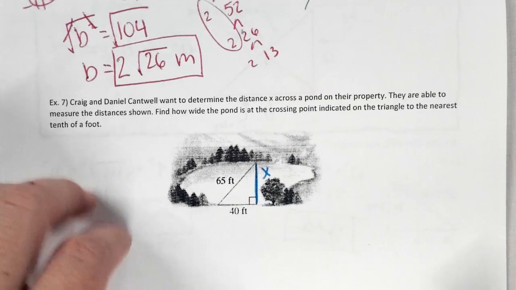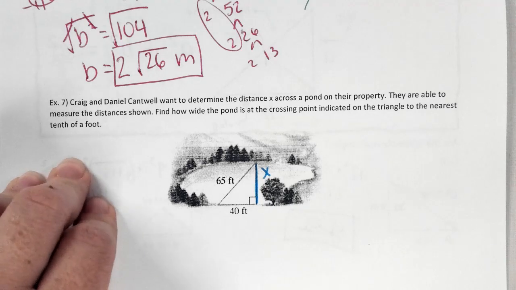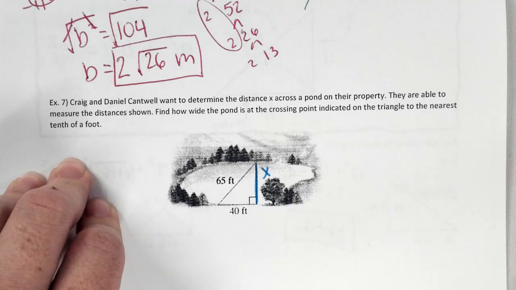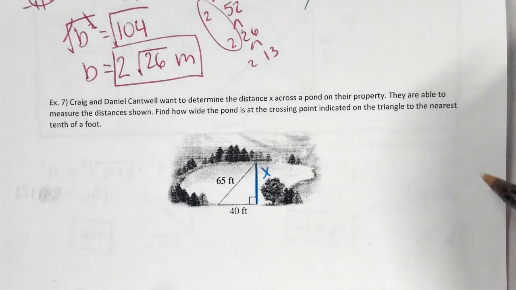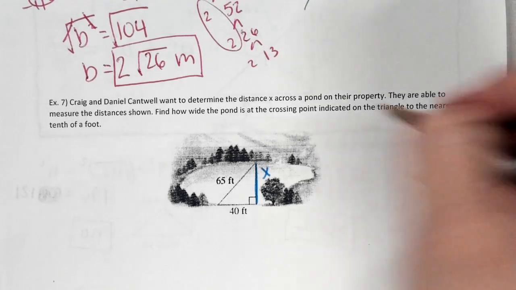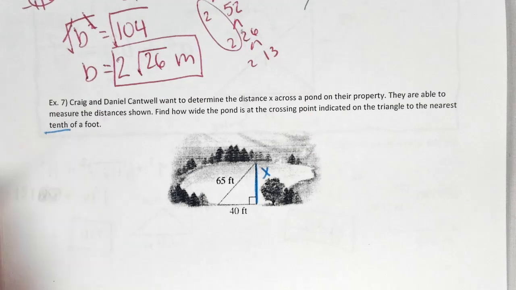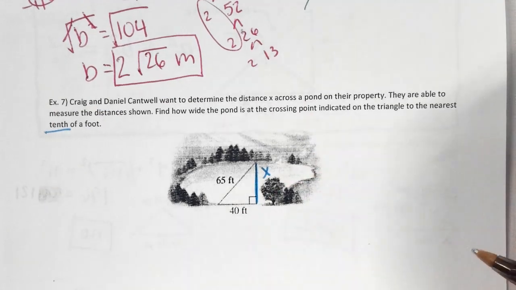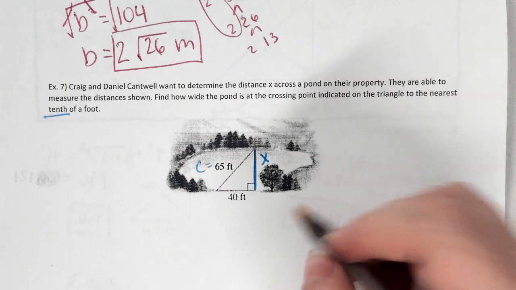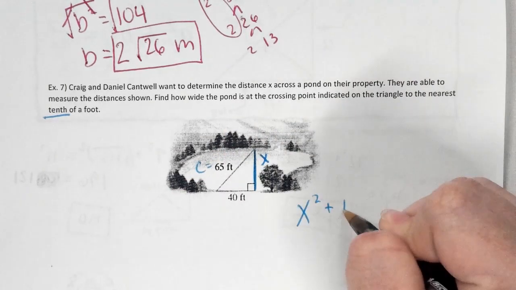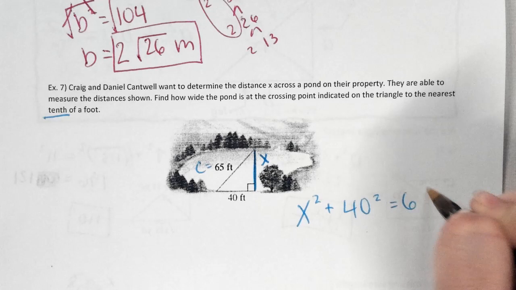Because when I'm talking in real life situations, do we want a radical or do we want a decimal? A decimal, thank you. So we're going to actually type it in the calculator and get a decimal. It says to round it to the nearest tenth place. So knowing that, which one's my C value? 65. So I can say x squared plus 40 squared equals 65 squared.